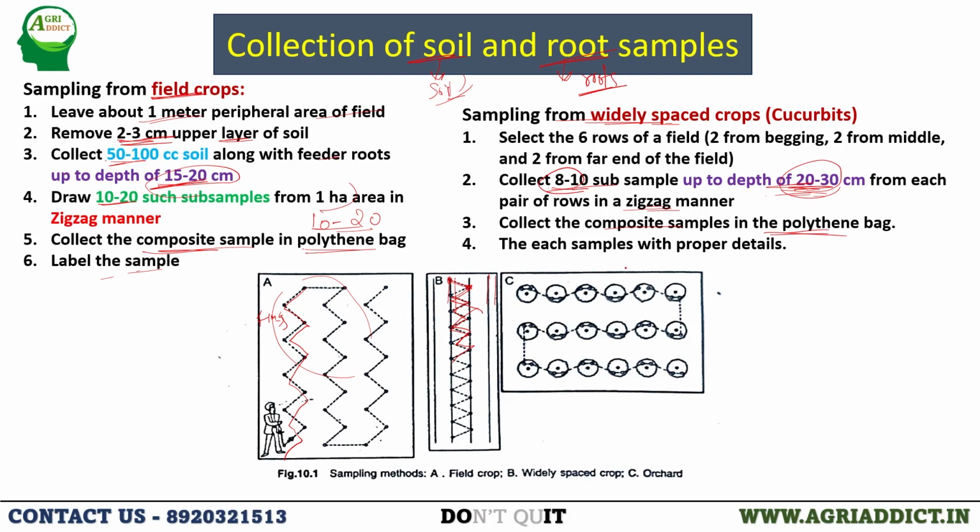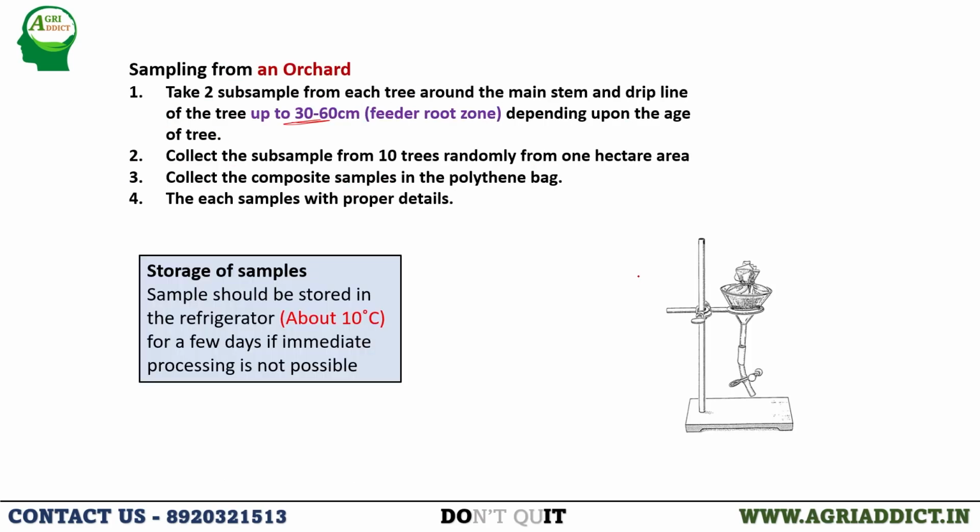And again, you have to follow the same procedure as in the case of field crops, for how we labeled. Like this only, here also the proper detailed information along with the label is kept in each collected sample. Like this, the sample has to be collected from the widely spaced crops.